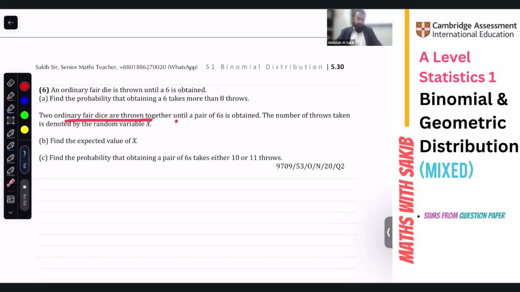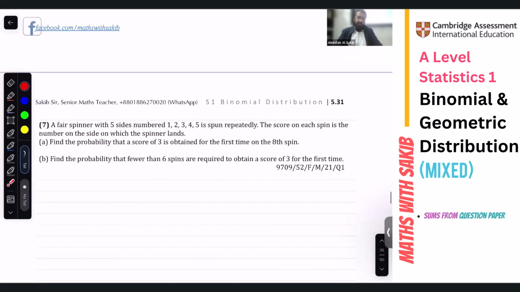Now, 2 ordinary fair dice are thrown until a pair of sixes is obtained, until a success is obtained. Right? Now, find the probability that success takes either 10 throws or 11 throws. Sir, this means success is obtained on the 10th or 11th throw. So it is geometric, it's not binomial. I think it is geometric. It's not a binomial.